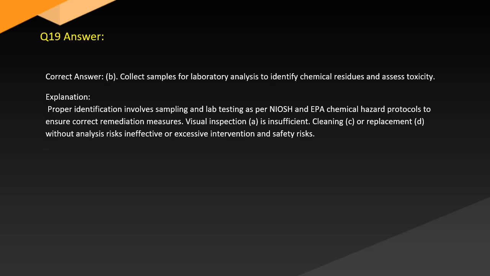Answer. Correct answer: B. Collect samples for laboratory analysis to identify chemical residues and assess toxicity. Explanation. Proper identification involves sampling and lab testing as per NIOSH and EPA chemical hazard protocols to ensure correct remediation measures. Visual inspection (A) is insufficient. Cleaning (C) or replacement (D) without analysis risks ineffective or excessive intervention and safety risks.